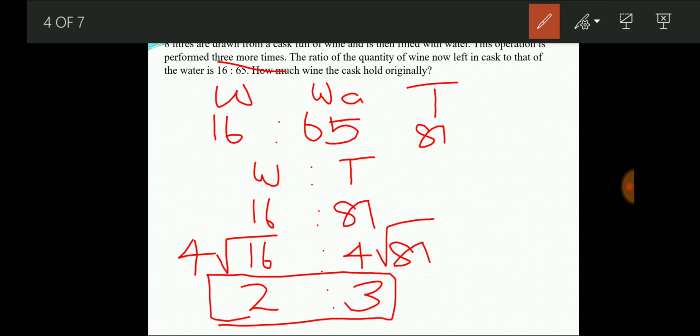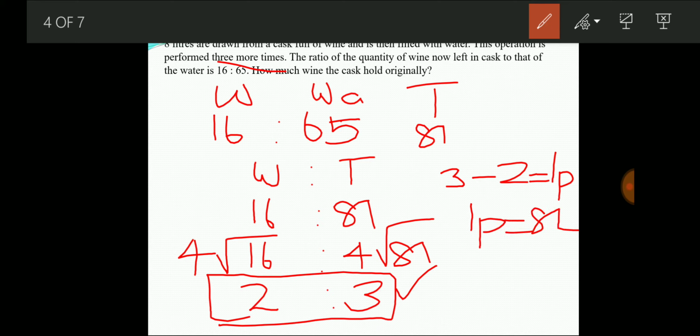So the total is going to be 3 parts and wine is going to be 2 parts. That is because of the removal of 8 liters of the wine. So that is 3 minus 2, the 1 part difference, which is the removal of wine. So that 1 part is 8 liters. How much wine did the cask originally hold? The cask originally held 3 parts. We know that it's given here. So the answer is 3 into 8, which is 24.